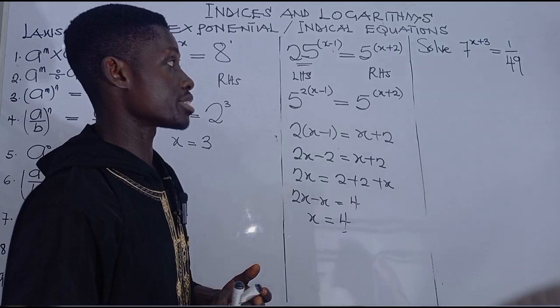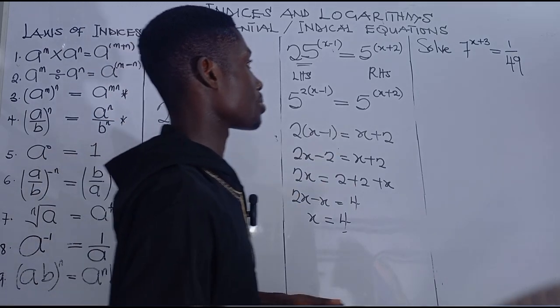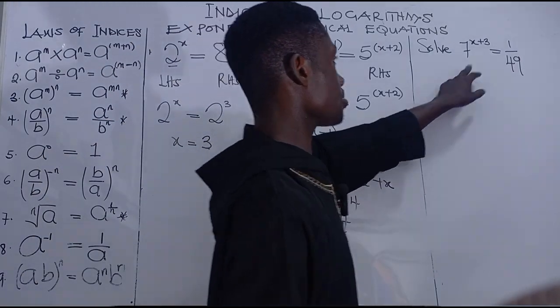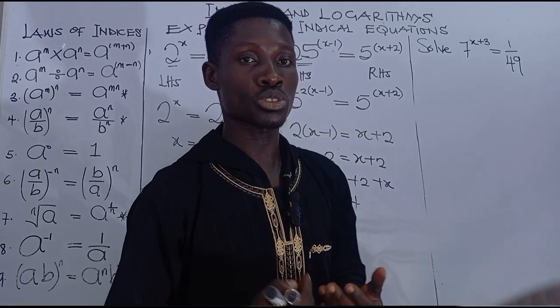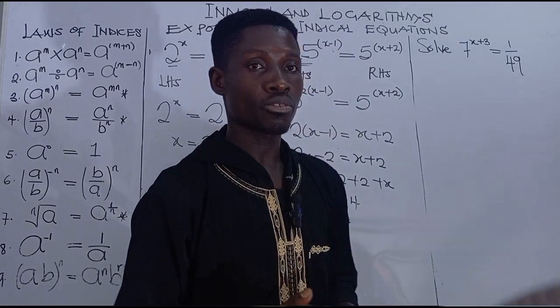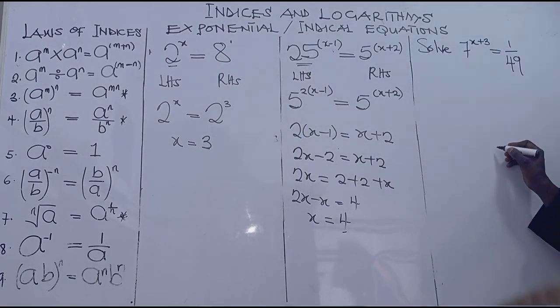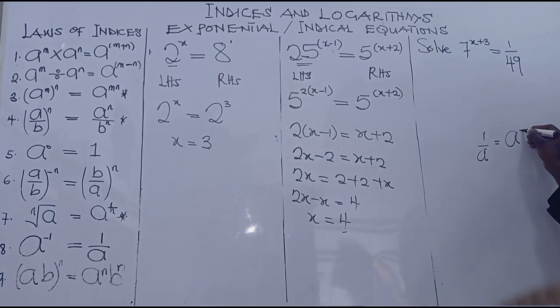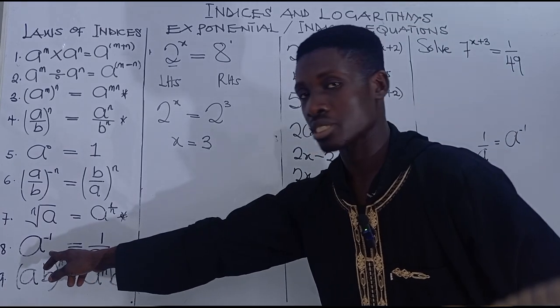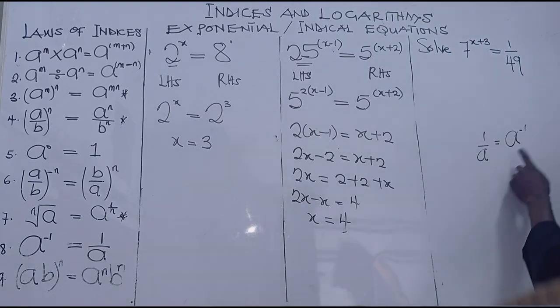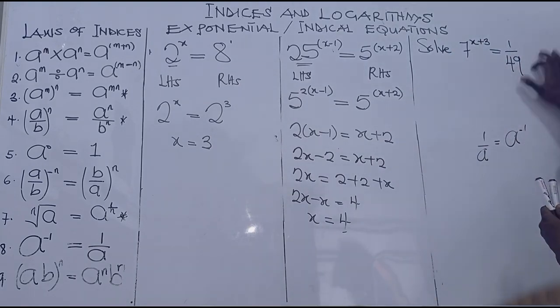Very, very easy. Let's look at our third example. We have to solve 7 raised to the power x plus 3 is equal to 1 over 49. Now remember that when you have 1 over a, it can be written as a raised to the power negative 1. That is the negative index property. So it means that we can write this as that. So we are going to express this in the form of this property.